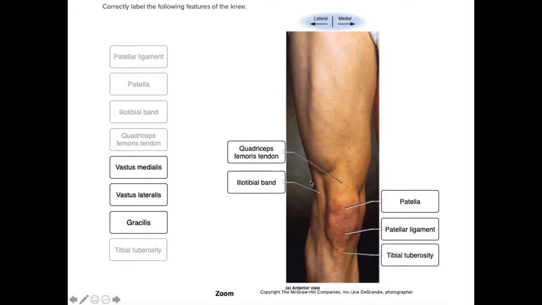And on the lateral part of the thigh, there's a large band called the iliotibial band. It goes from the ilium, way up here at your waistline, all the way down to the tibia, which is the leg.